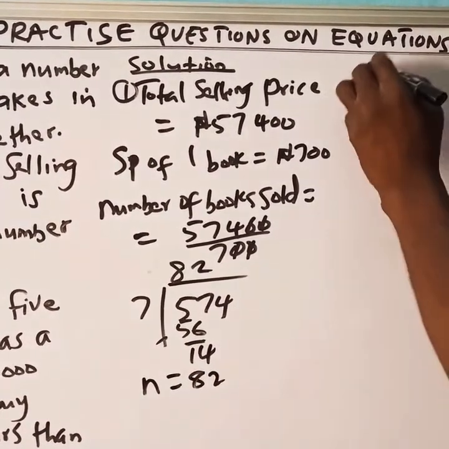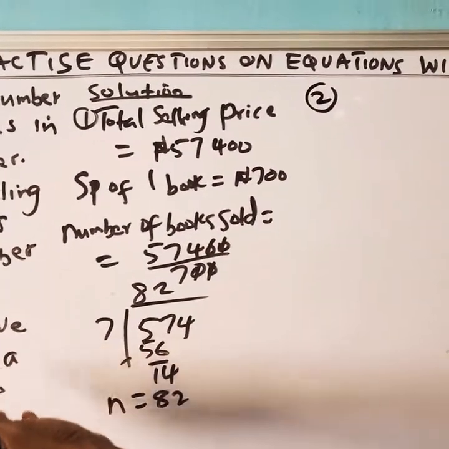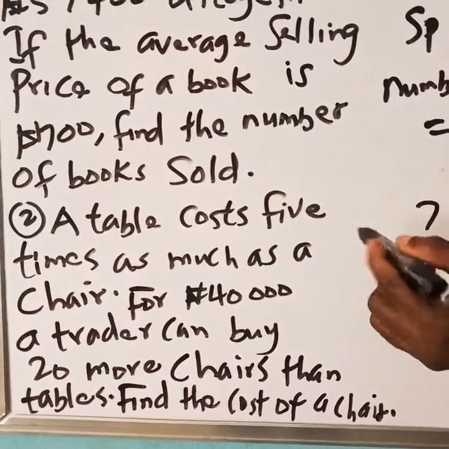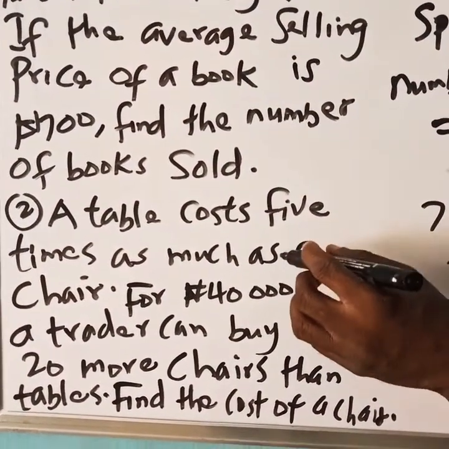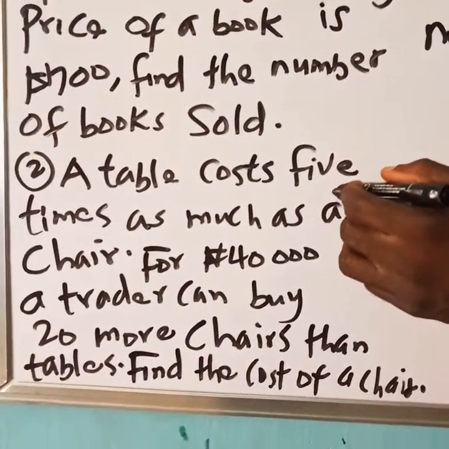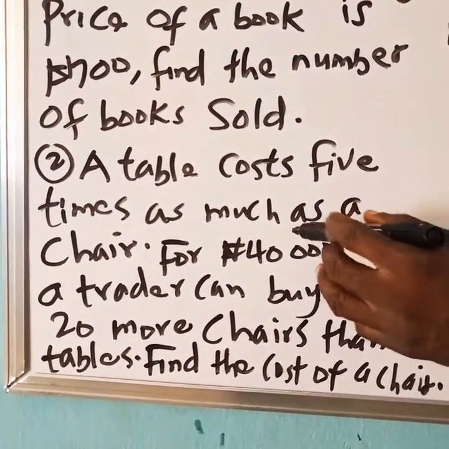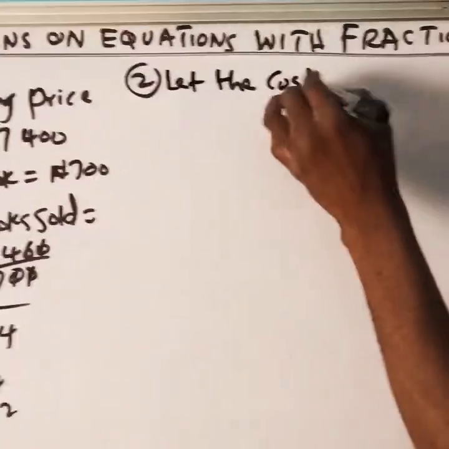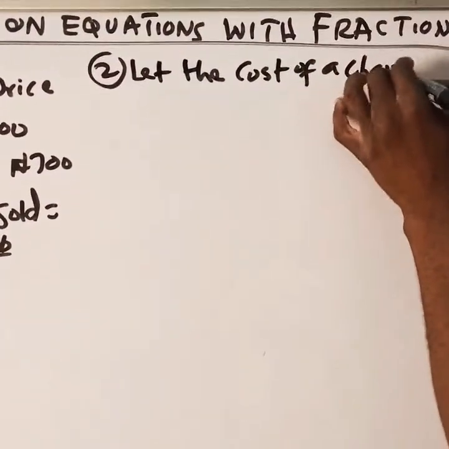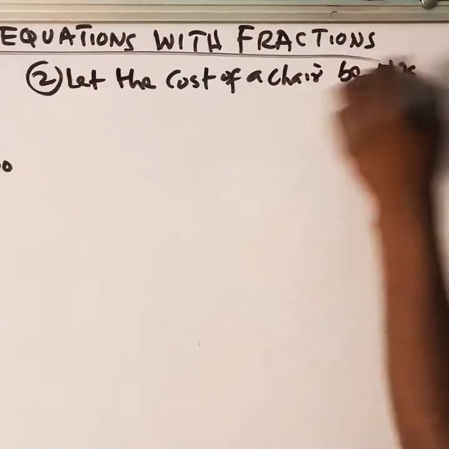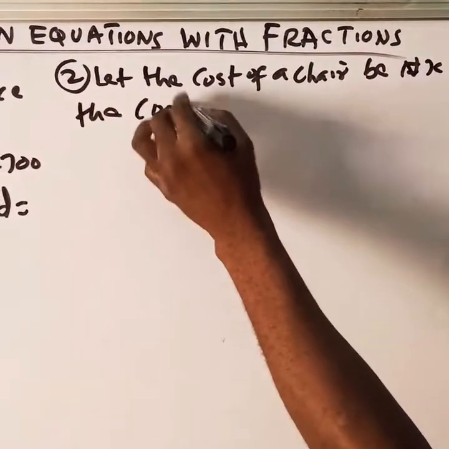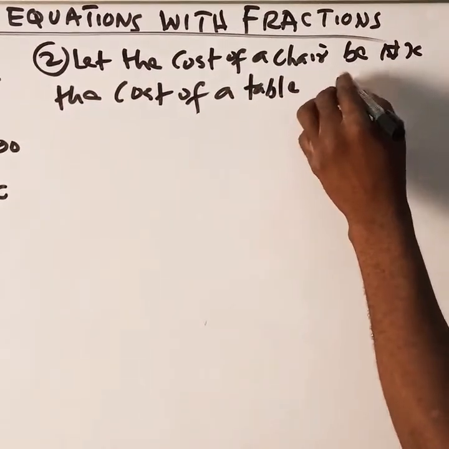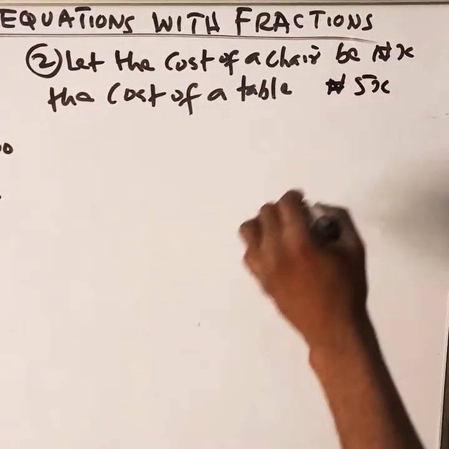Number 2, a table costs 5 times as much as a chair. That means that a table is more expensive. So we start from the less expensive, that is the chair. So let the cost of a chair be x naira. So the cost of a table, which is 5 times, will be 5 times x, that's 5x naira, the cost of one.